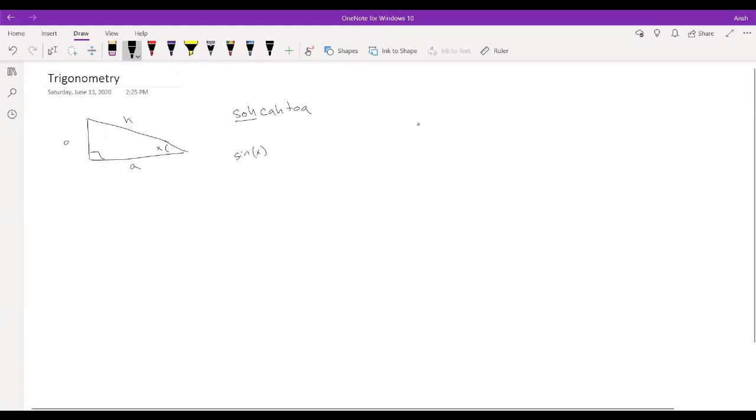We get that sine of x equals opposite over hypotenuse. Similarly, we get that cosine of x equals adjacent over hypotenuse. And finally, tangent of x equals opposite over adjacent. An interesting property is that tangent is also equal to sine of x divided by cosine of x.